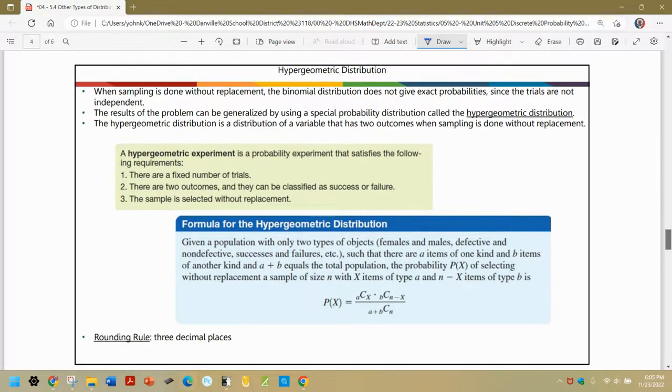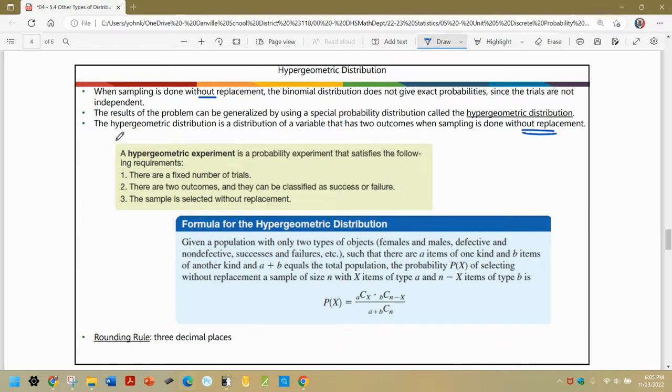Hypergeometric distribution. When sampling is done without replacement, the binomial distribution does not give exact probabilities since the trials are not independent. Remember, if you're taking a card out of a deck of cards and not putting the card back in, then you are creating dependent probabilities. The results of the problem can be generalized by using a special probability distribution called the hypergeometric distribution. The hypergeometric distribution is a distribution of a variable that has two outcomes when sampling is done without replacement.